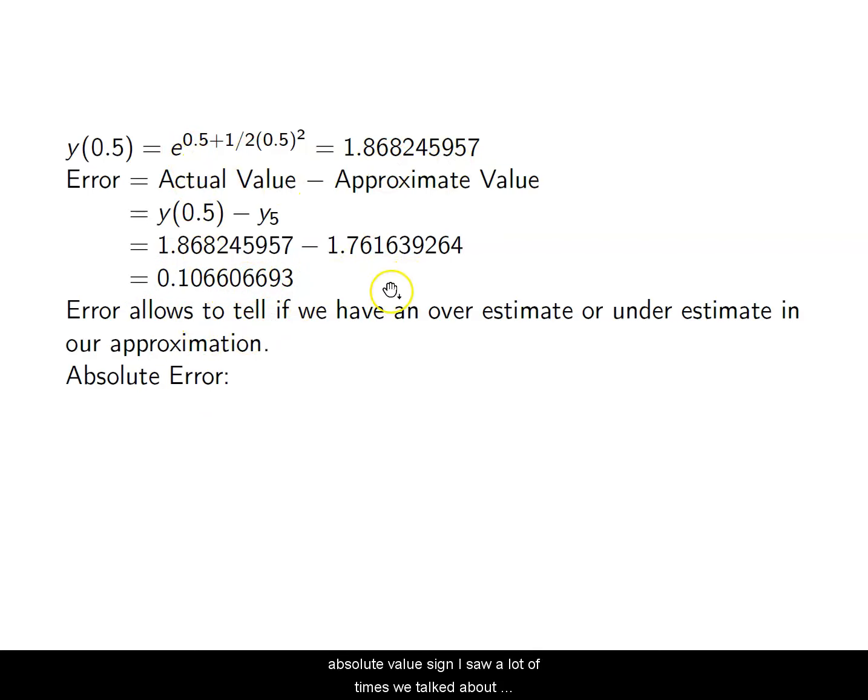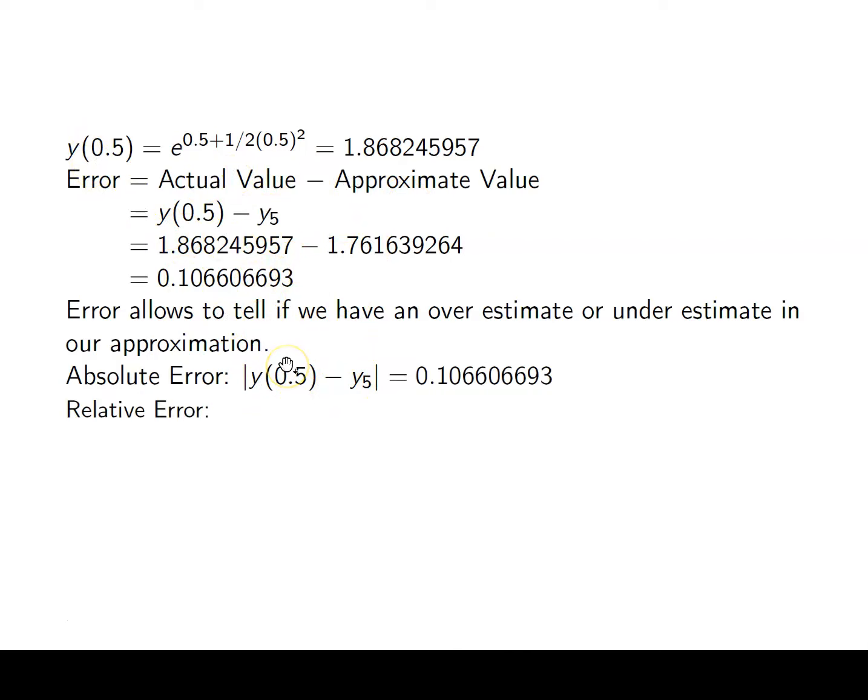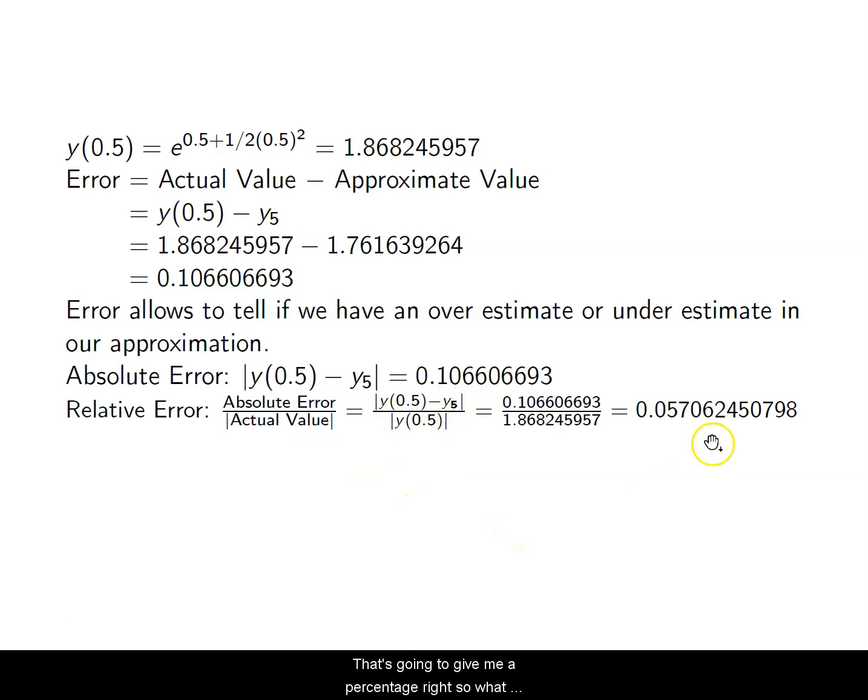So a lot of times when we talk about error, I don't really care if I'm over or under. I just need to know how much I'm off by, right? So absolute error is just the absolute value of our error that we calculated. Relative error is going to be my absolute error over my absolute value of the actual value. So we would have something like this, and that's going to give me a percentage.